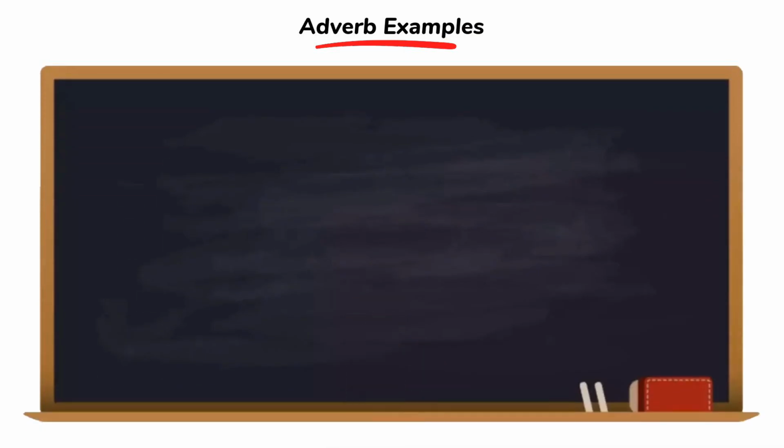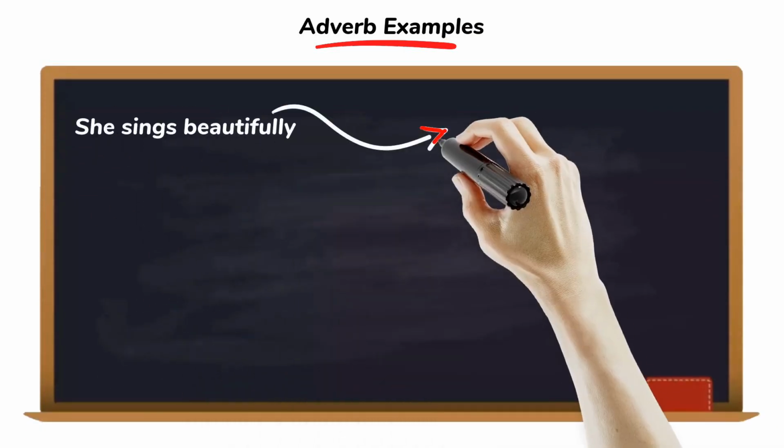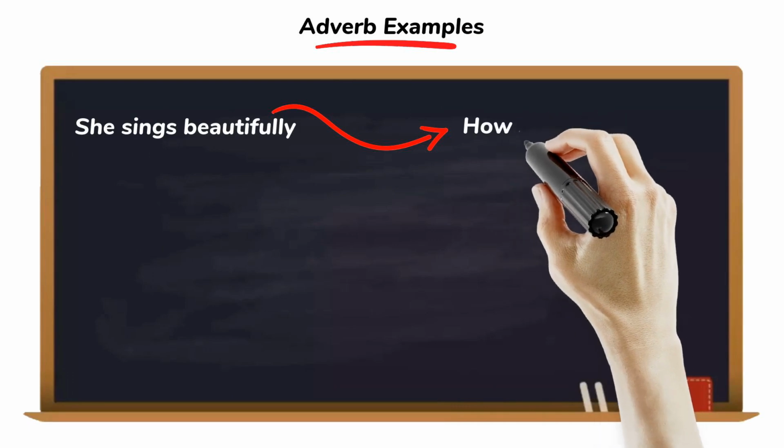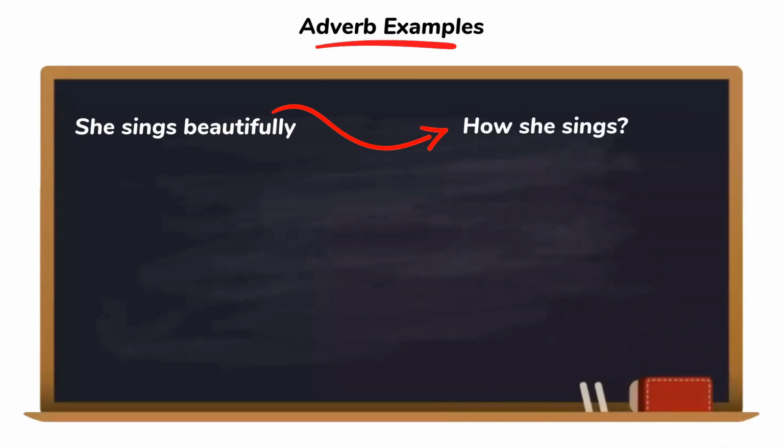First, look at this example. She sings beautifully. The word beautifully tells us how she sings. Instead of just saying she sings, we know she sings in a lovely way. That's what the adverb adds. It gives us more detail about the action.